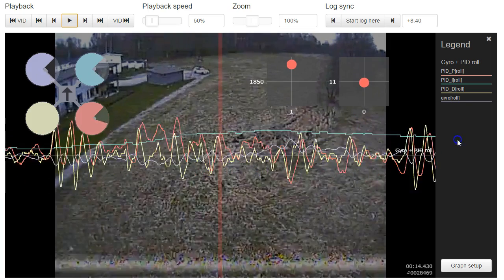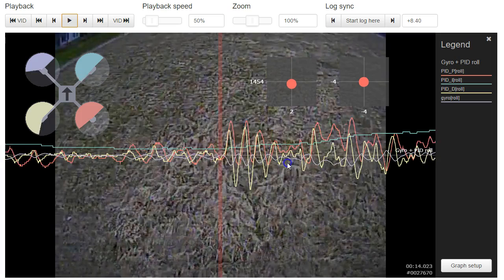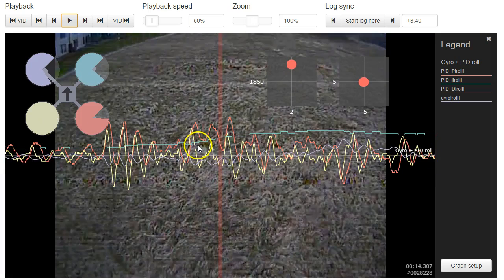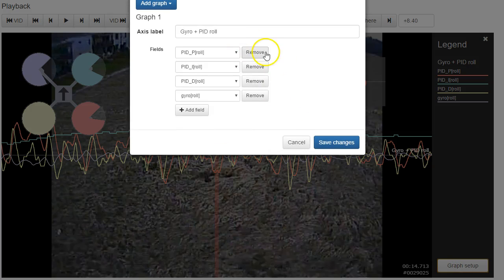So this may be an indication that D is on the, like right here, for example, this little ring right here, bup, bup, bup. That could be an indication that D may be a little bit too high, especially since we know your P terms aren't perfectly locked in yet. I would lower D. We'll take a look at your pitch axis as well.